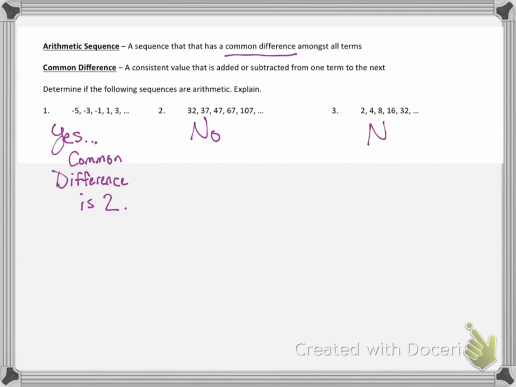Same thing here in number 3. I can add 2 between the first two terms, but then I'd have to add 4 to get from 4 to 8, add 8 to get 8 to 16, add 16, etc. Again, it does have a nice little patterning ring to it, but we're not adding the same thing every single time. So what we're going to be looking at are sequences where the same thing is being added or subtracted all the way throughout.